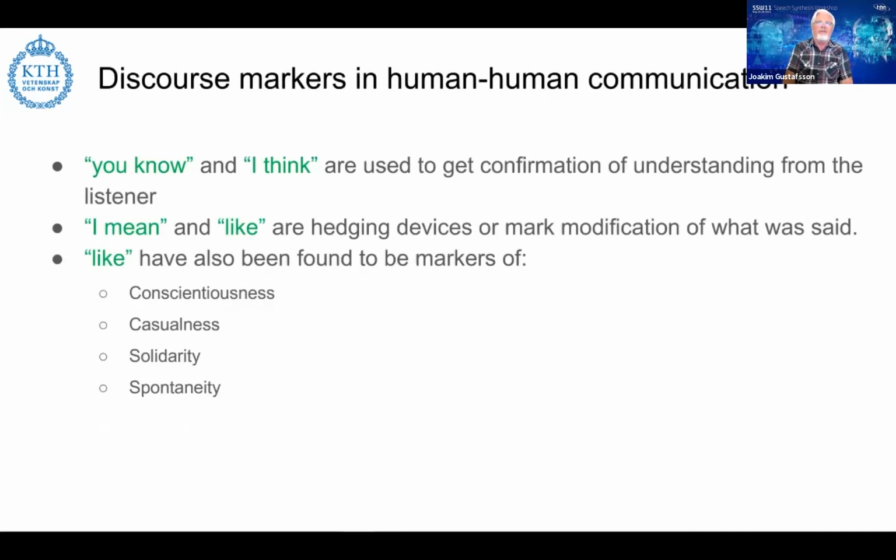Discourse markers have also been found useful in human communication. Discourse markers like "and I think" are used to get some kind of confirmation of understanding from the listener. Things like "I mean" and "like" can be used as hedging devices, or to mark that you modify the content of what you just said to make it not as strong. If you use a lot of "likes", it could be a marker of things like conscientiousness, casualness, solidarity, spontaneity. It's also known that young people might use them more than old, so they also tell something about the age of the speaker.